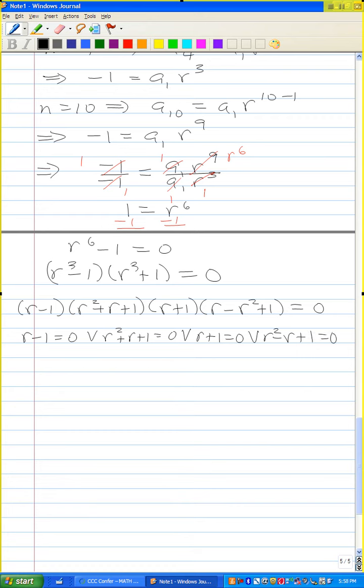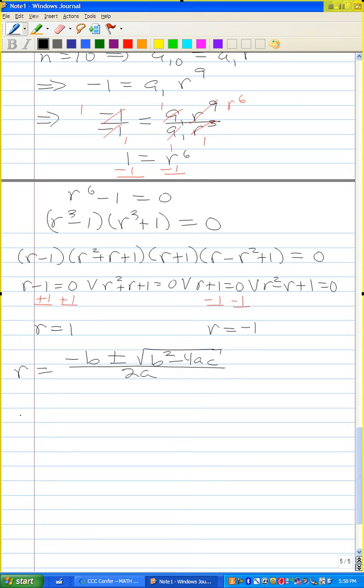And so, adding 1 to both sides, subtracting 1 from both sides, I get r equals 1. R equals negative 1. To solve these, well, I'm going to have to use the quadratic formula. So r equals negative b plus or minus the square root of b squared minus 4ac, all over 2a.